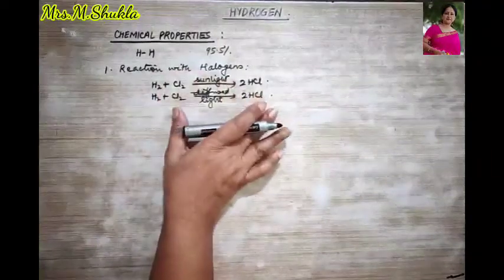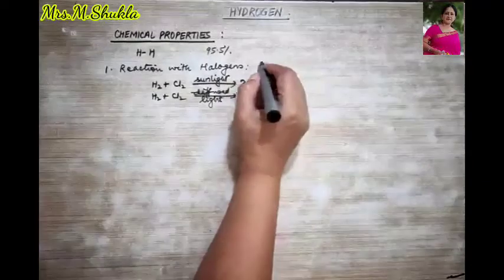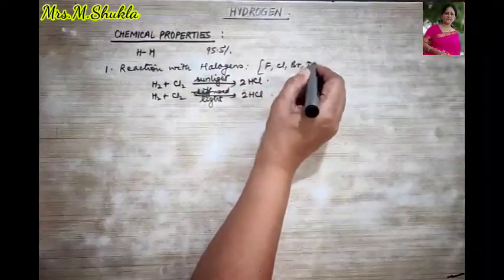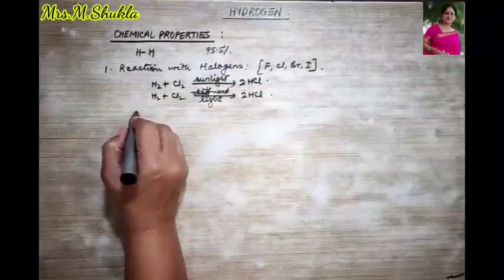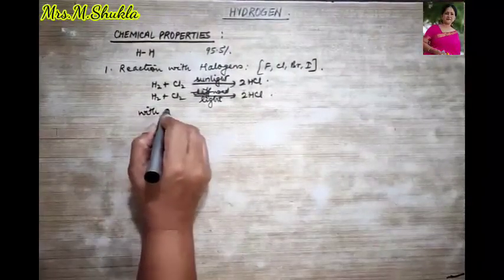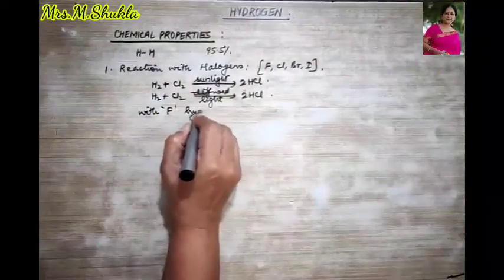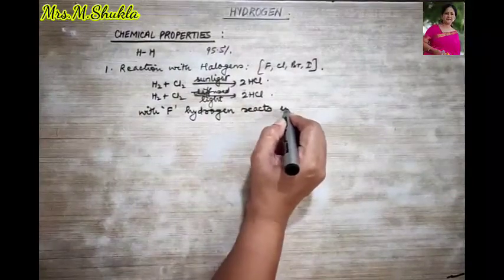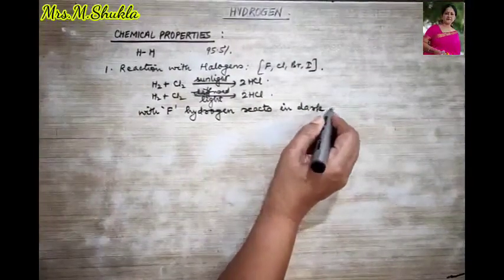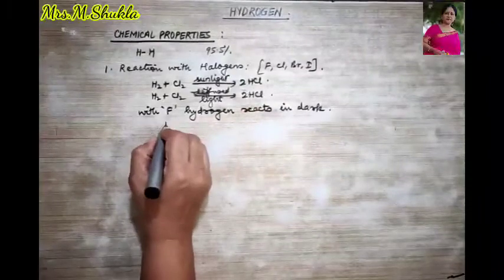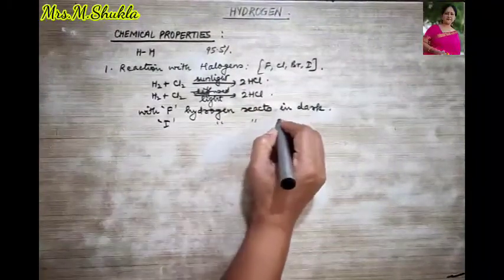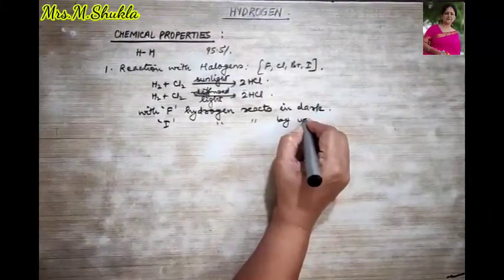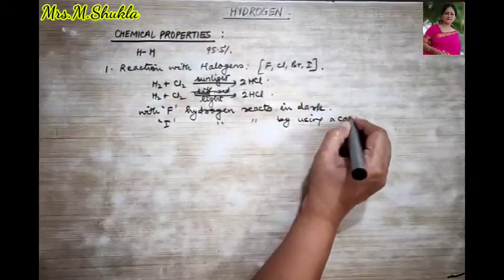So I hope the reaction with halogens is clear. Halogens over here, I mean fluorine, chlorine, bromine and iodine. Hydrogen reacts with fluorine in the dark. But with iodine, hydrogen reacts by using a catalyst.